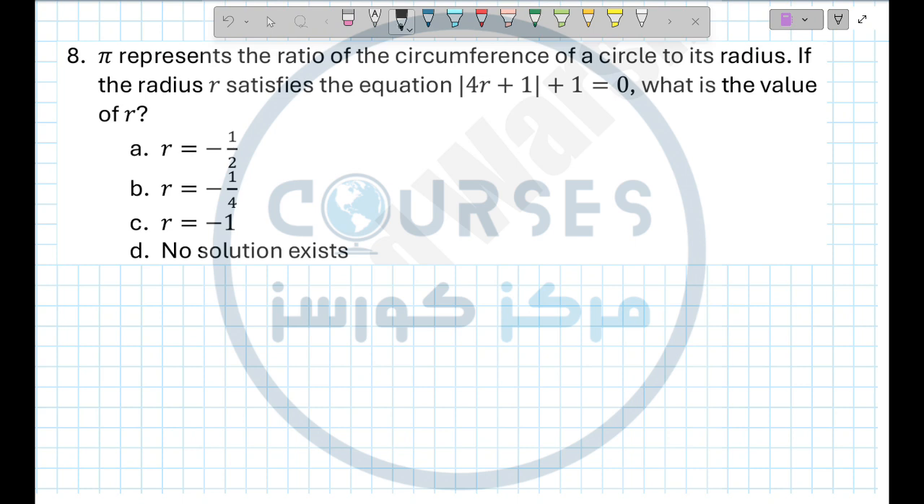Okay, so we need the absolute value alone. So absolute value of 4r plus 1, and send this positive 1 to the other side, so that's negative 1. Of course the absolute value can never be equal to negative, so that's no solution.